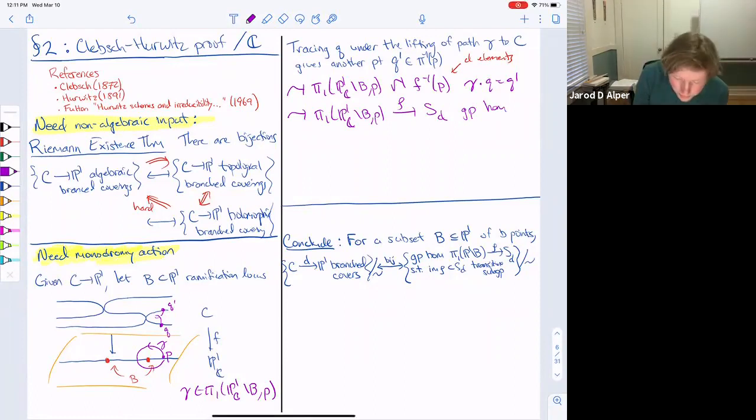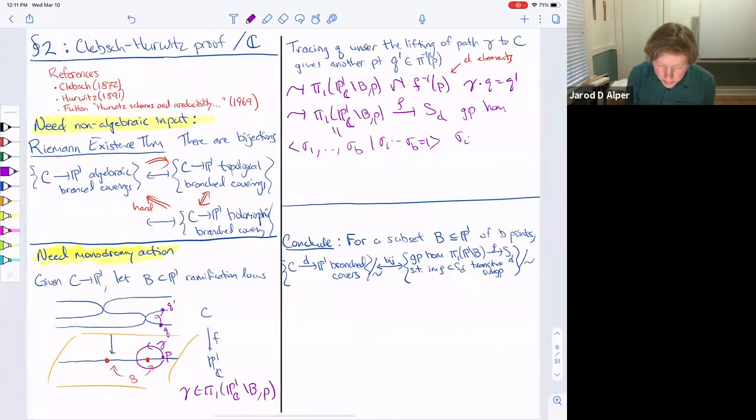And we also know exactly what the fundamental group is. This is a fundamental group calculation that I could do. It is just generated by loops around each of the branch points, and since it's P1, you have to add the relation that the product of the sigma i is 1, where sigma i is just a simple loop around the ith point in B.